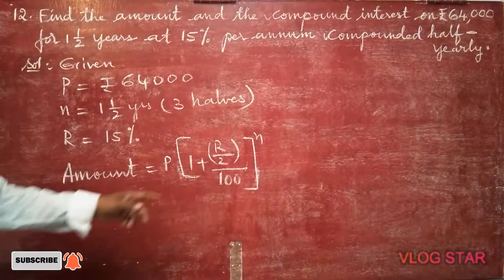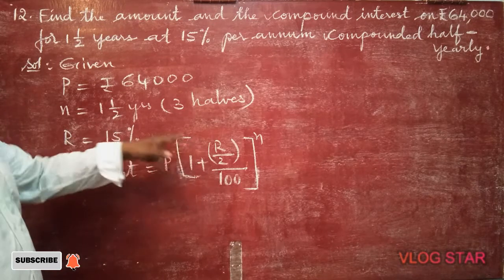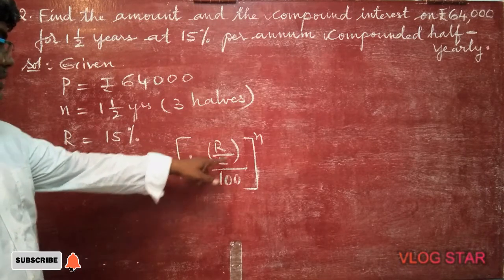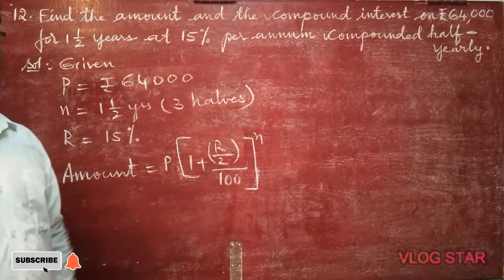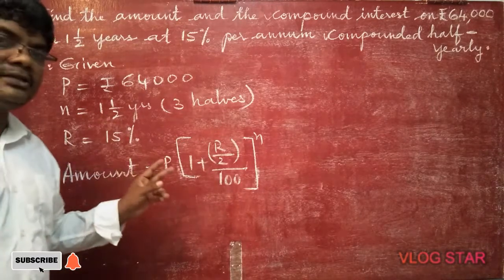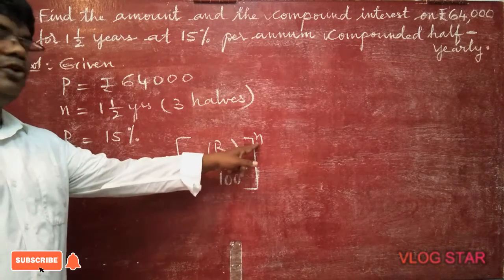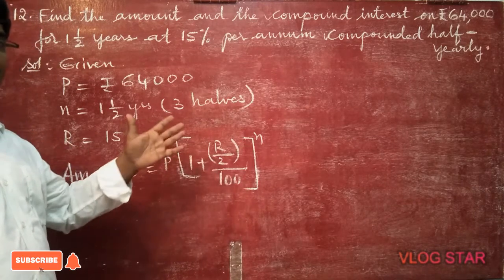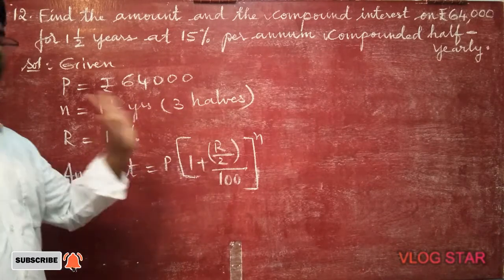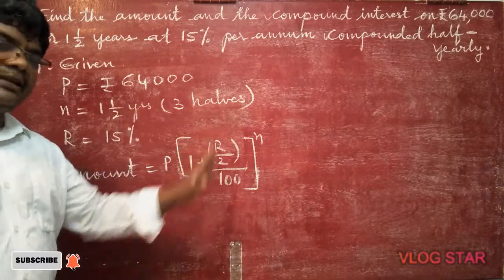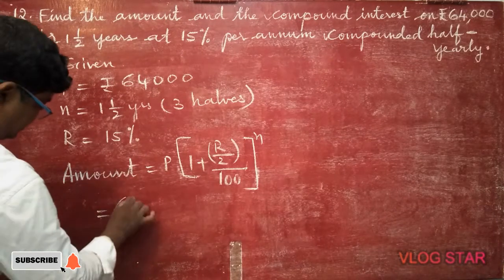Are you able to follow? Very very important here. 3 halves will be there. In rate half you have to take, and N indicates 3 halves. Cube should come. Are you able to follow? 2 years, 4 halves will be there. Rate half you have to take, 4. Like that. 2 years means double. Here 1.5 double is 3. 4 years means 8. In the same way.